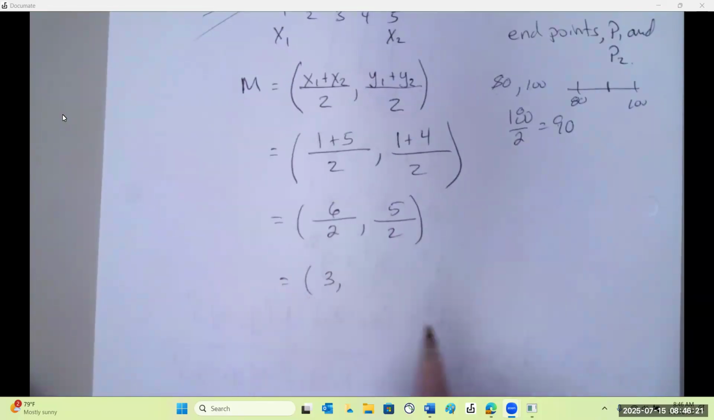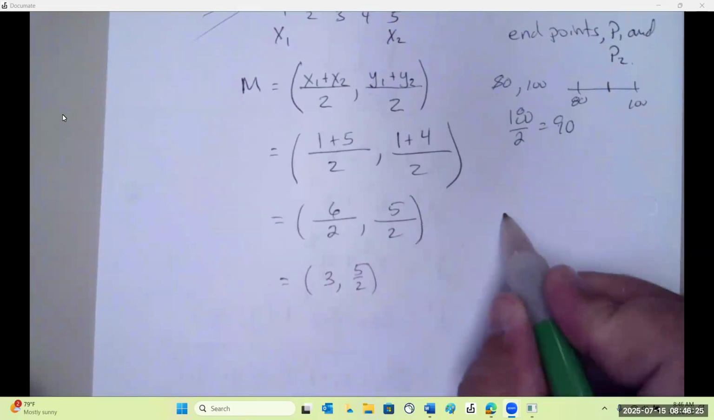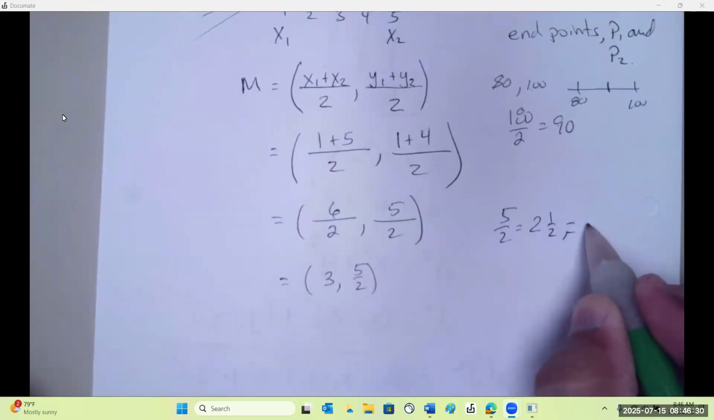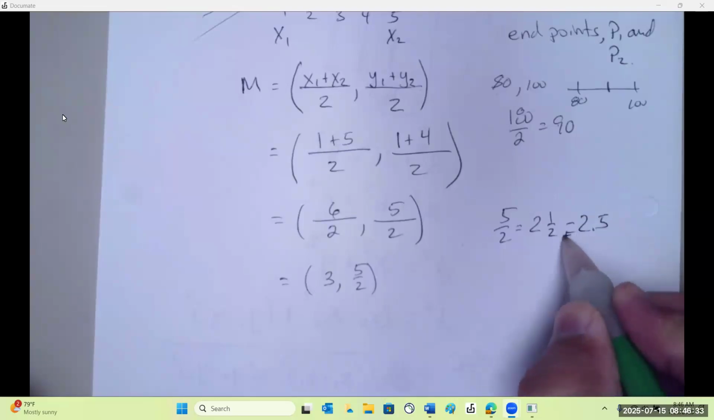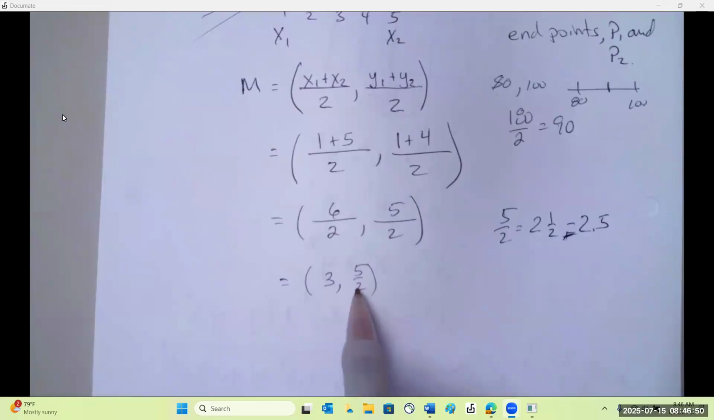6 over 2 is 3. 5 over 2, I can leave it as 5 over 2, or I can make it 2.5. Because it's a location, it's not as important as it is with slope, how you write the slope. But I can't tell you that the computer would accept this kind of answer. It makes it much easier for the computer, even though it's an improper fraction.